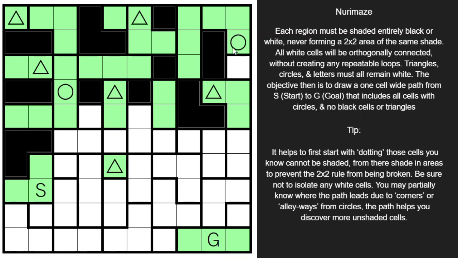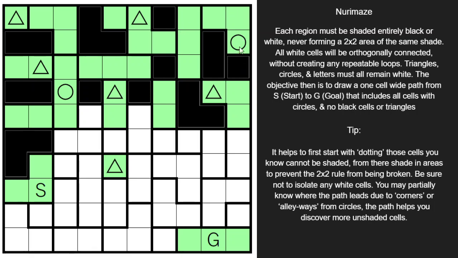So remember, there's going to be a path connecting the S to the G, and it has to go through all of the circles. So what that means is this is a little alleyway here. If you kind of follow my mouse, somehow it's going to go from this S around through the circles up here and through this circle. So this can't be black, otherwise it'd be a dead end.